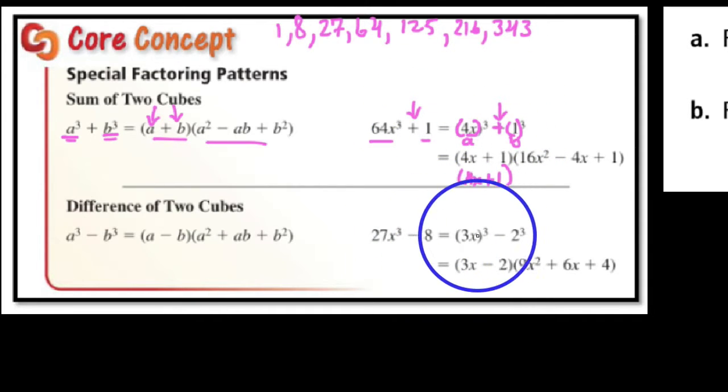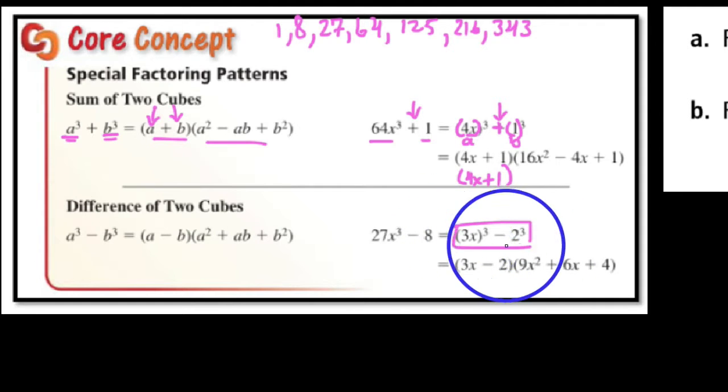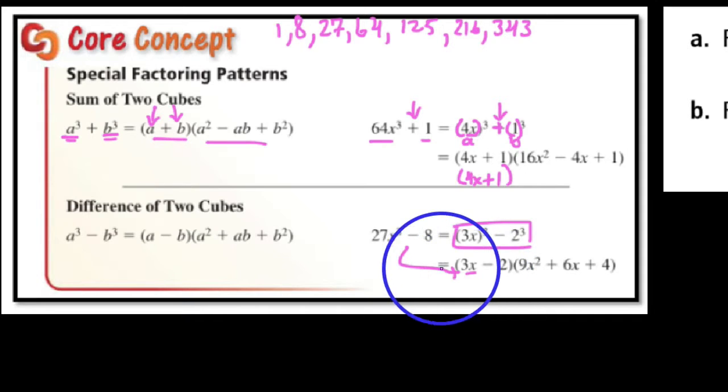Just like over here, I'm going to skip looking at this part for just a moment. Looking in the binomial, we'd say 3x cubed would give us this 27x to the third, and then 2 cubed would give us this 8 right here. So in other words, we have this difference of two cubes and we filled out our binomial.